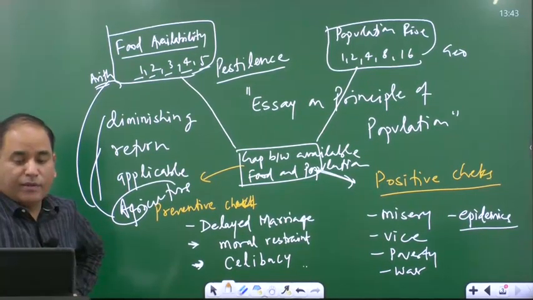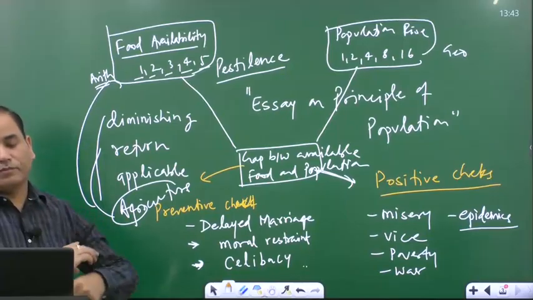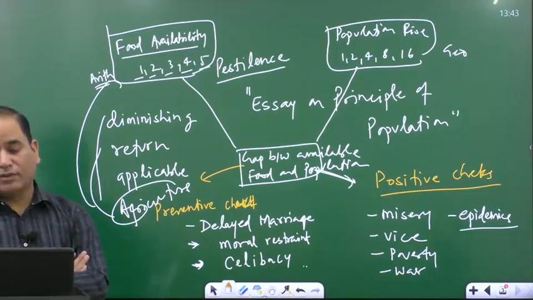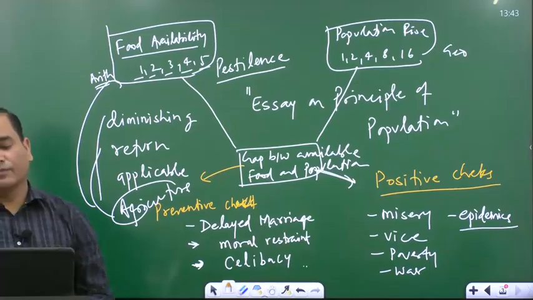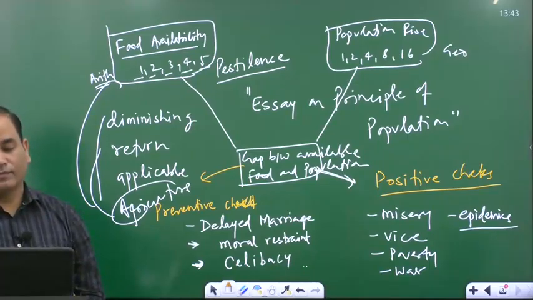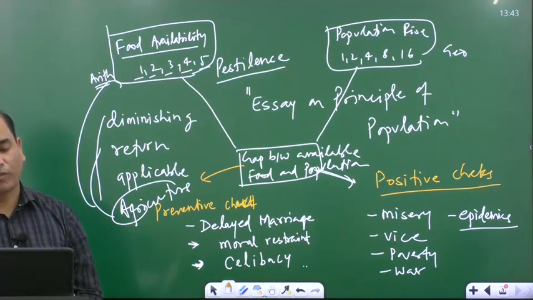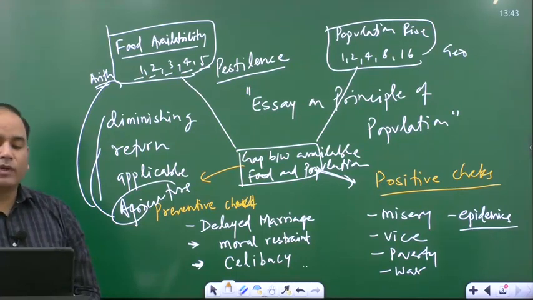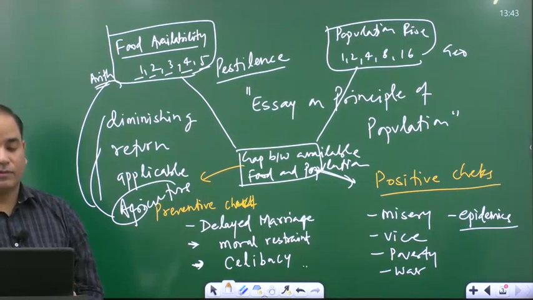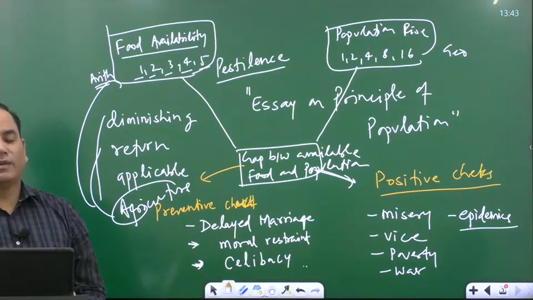So pestilence, comma, floods and other natural calamities which tend to reduce population and thereby bring a balance with food supply.